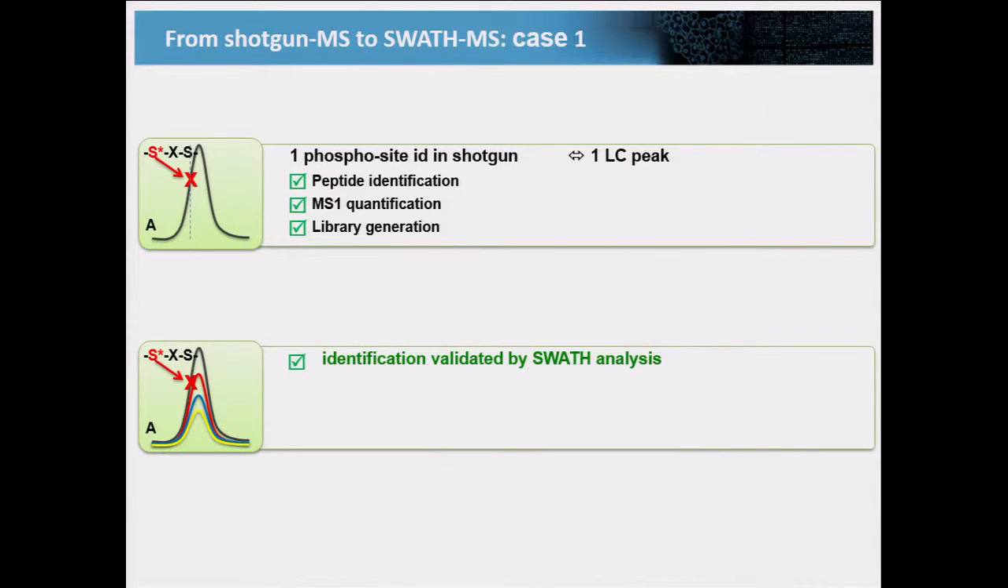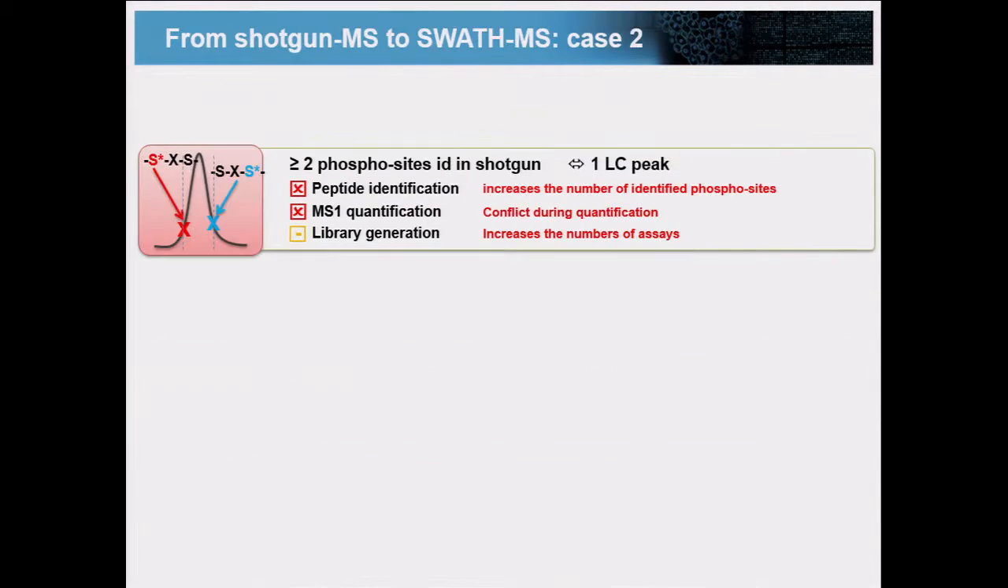If there was an LCMS peak and we had in shotgun only one identification, so we had one site ID in shotgun, one peak, this would be fine for the identification, it would be fine for the MS1 quantification, and would be fine also when we generated a library out of it and went into a SWATH data set. Then we would extract the relative intensities, we would get one peak, and that's completely fine.